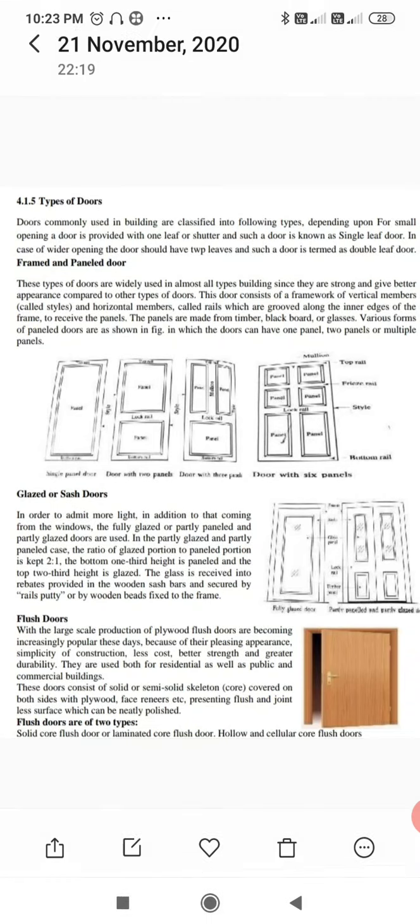These doors consist of a solid or semi-solid skeleton-like core covered on both sides with plywood faces, or veneers, presenting a flush and jointless surface which can be neatly polished. The flush doors are of two types: the solid core or laminated core flush doors, and the hollow and cellular core flush doors as well.